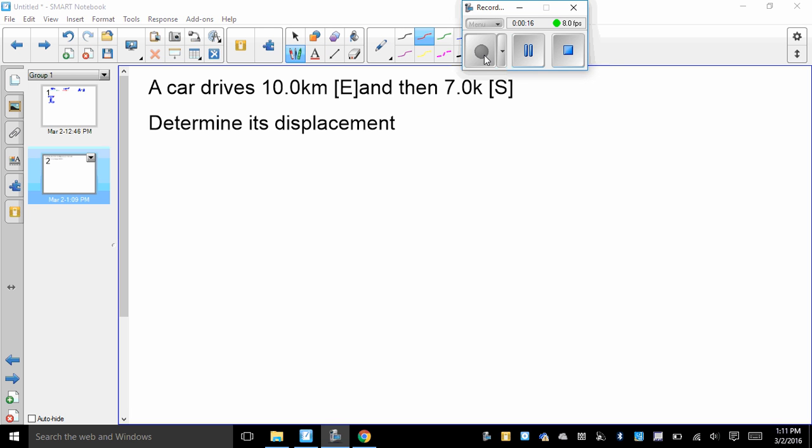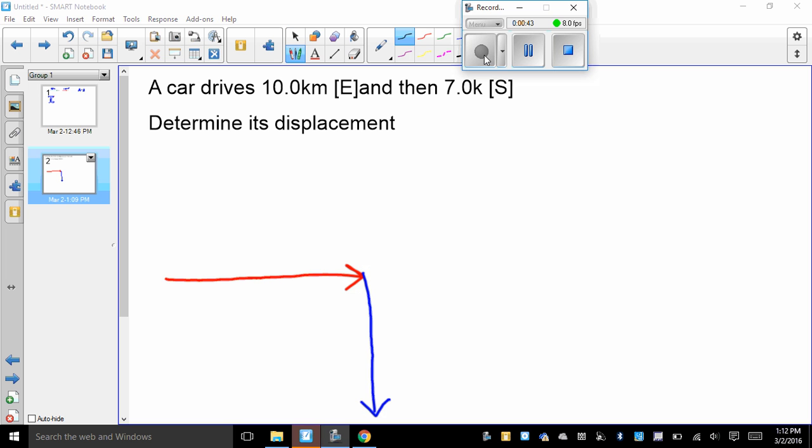So first of all, it does 10 kilometers. Then it goes 7 kilometers south. Tip to tail. Now I need to put the tail of my next vector here, and it needs to go 7. Notice that the second vector should be a little bit shorter than the first.